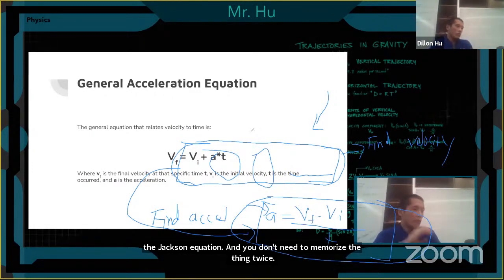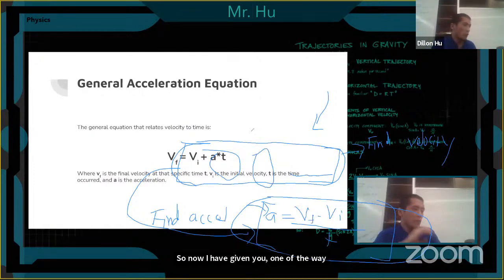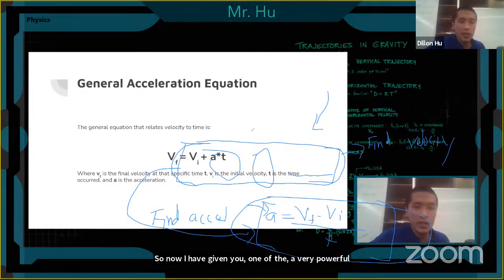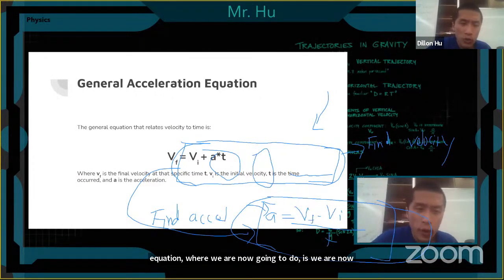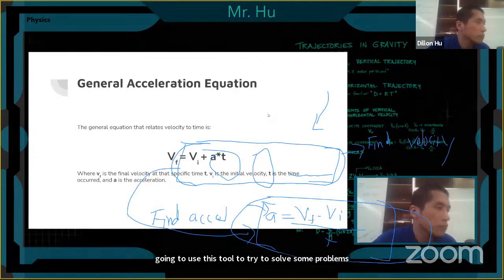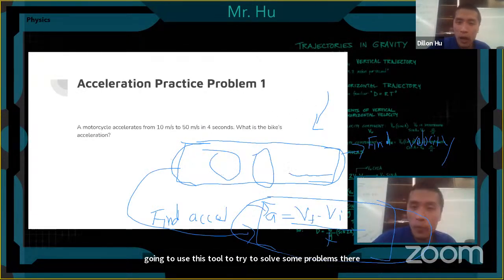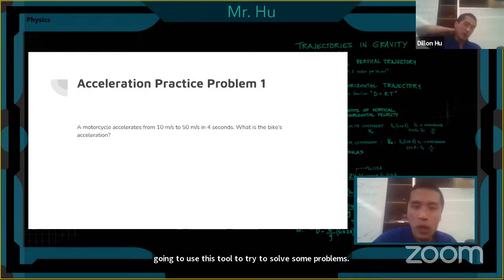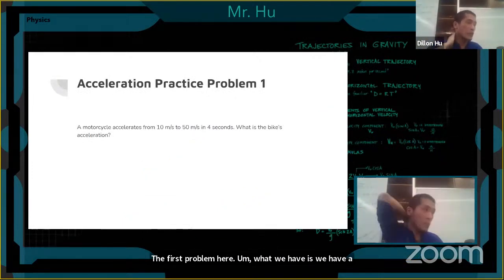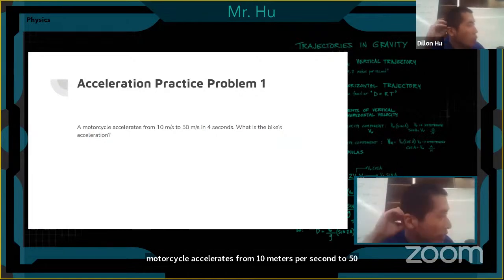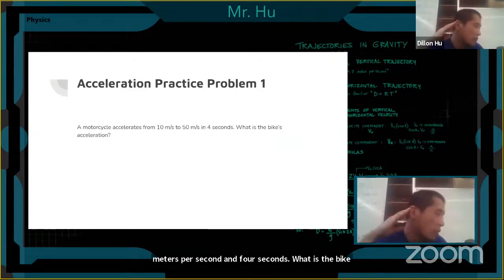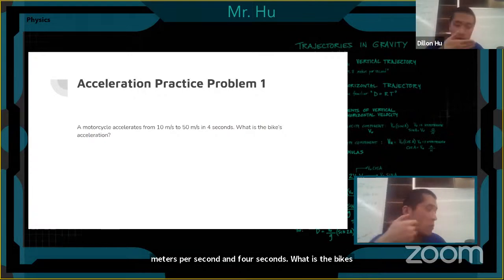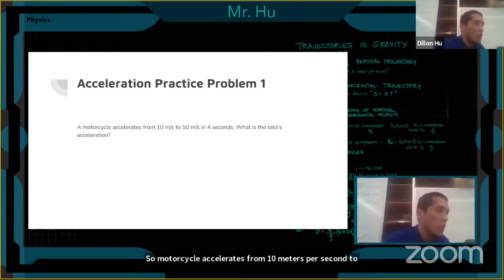So now I have given you a very powerful tool for this unit, our velocity and acceleration equation. What we are now going to do is use this tool to try to solve some problems. Our first problem: a motorcycle accelerates from 10 meters per second to 50 meters per second in 4 seconds. What is the bike's acceleration, the motorcycle's acceleration? What would the bike's acceleration be?